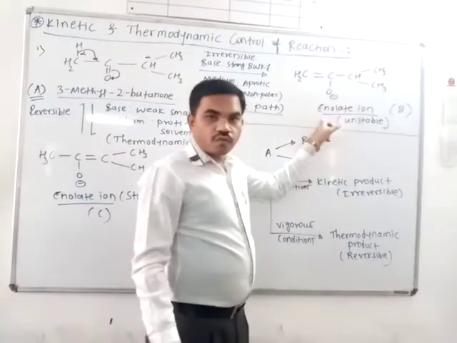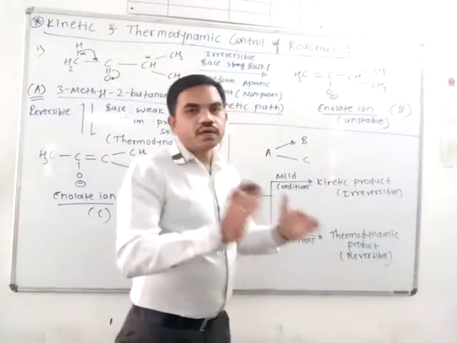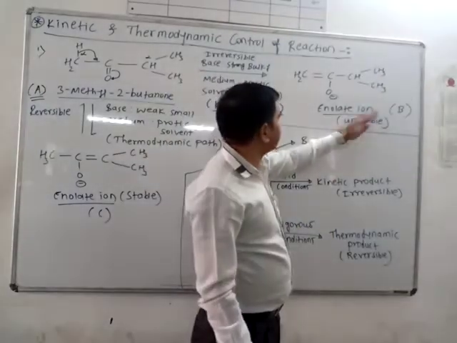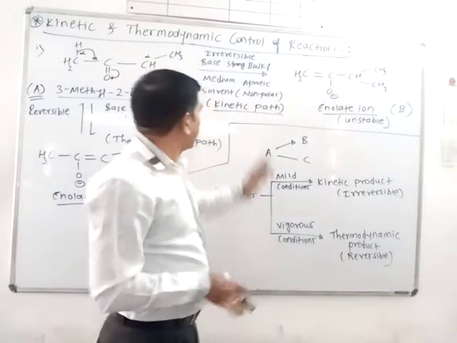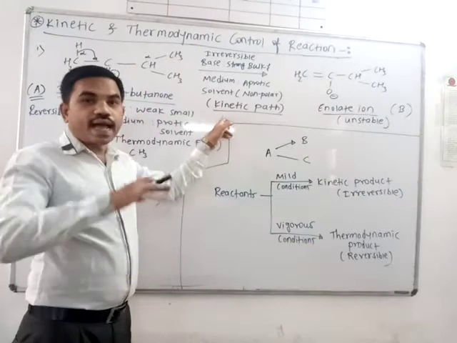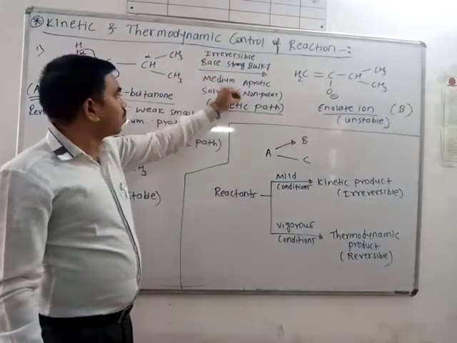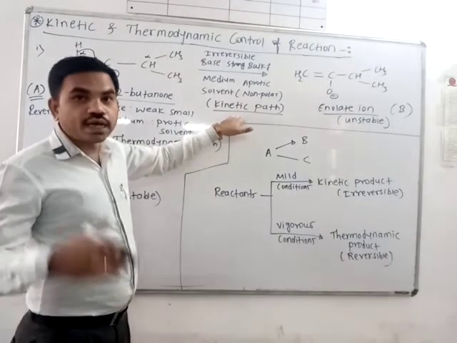This is what formation of an enolate ion means. From it you will get product B, and this is basically unstable. Note which path this is: the kinetic way. If we use a strong, bulky base and a non-polar solvent, it will follow the kinetic path.